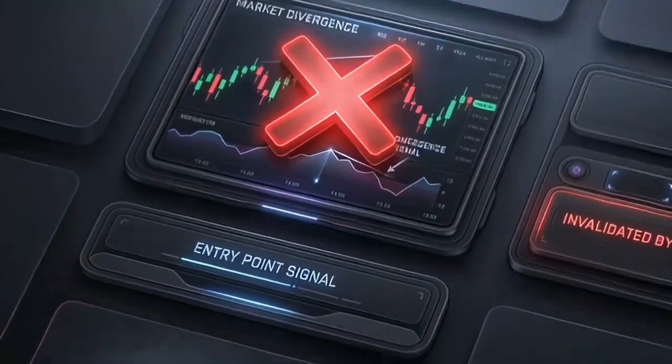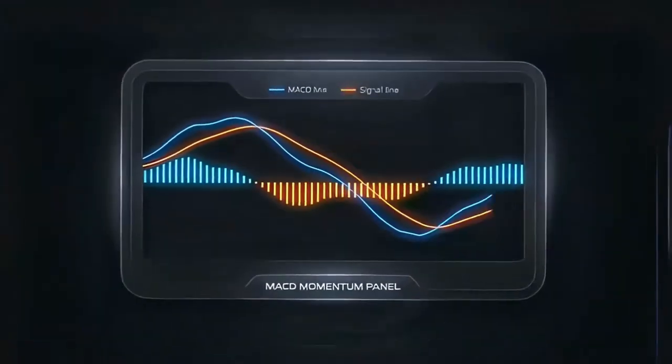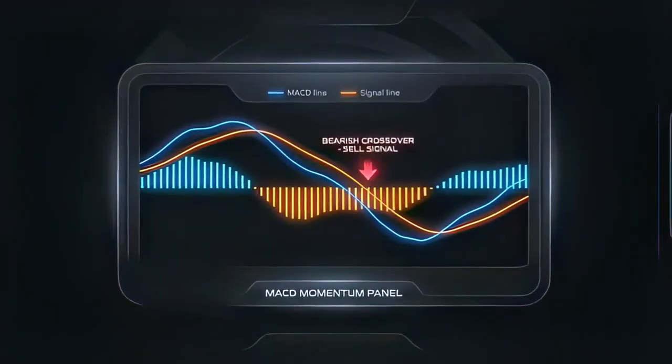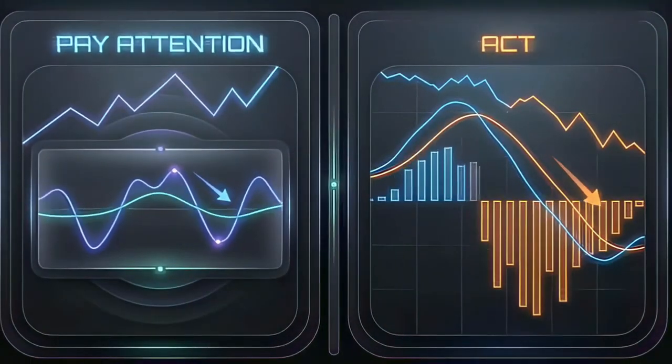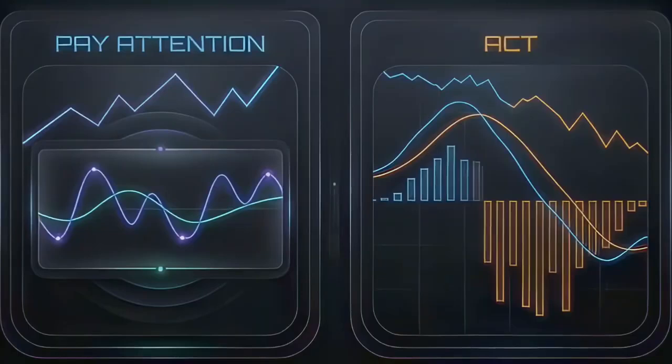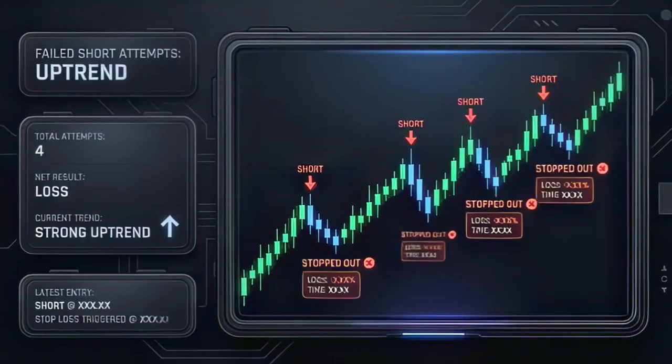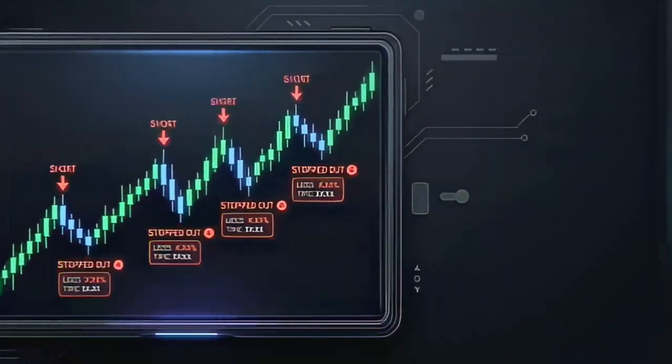So it cannot be your entry. Wait for the convergence-divergence line to actually cross beneath its signal line. The divergence is the reason to pay attention. The crossover is the reason to act. Traders who conflate those two spend their careers shorting into strength and calling it discipline.